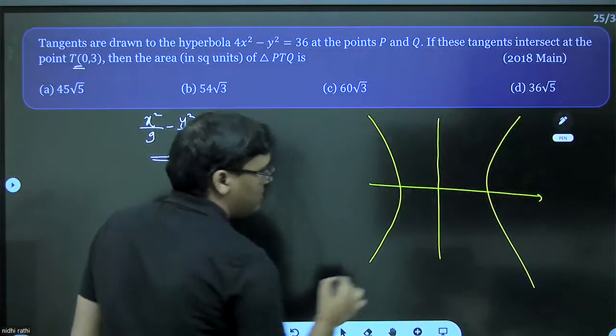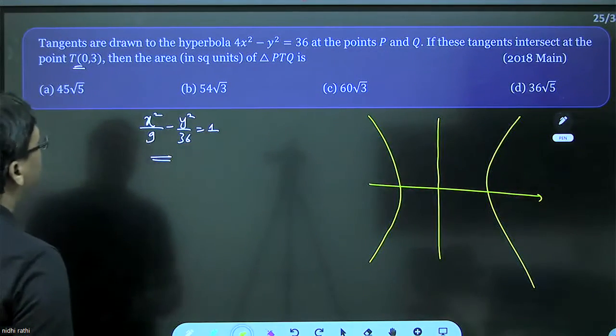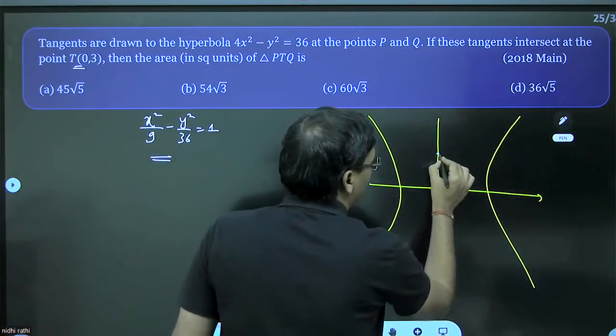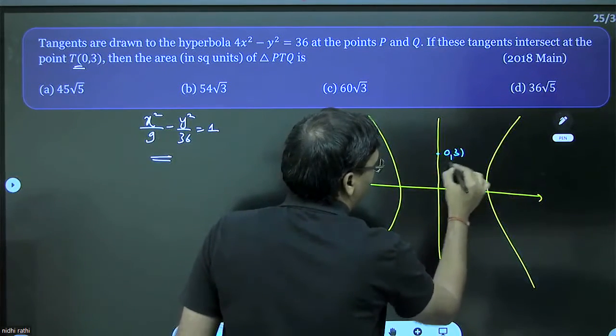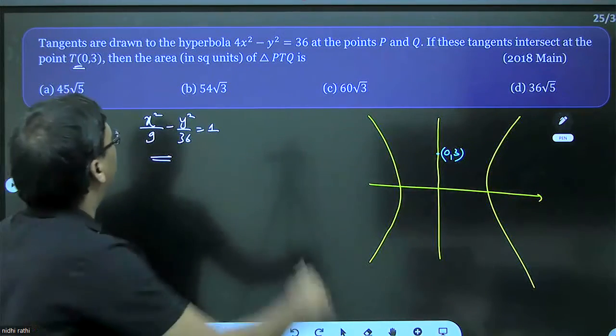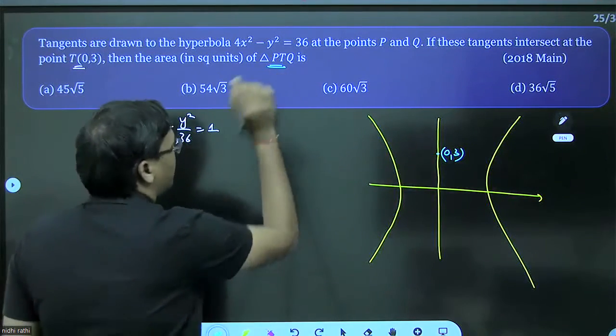Let's say this is the hyperbola. Now tangents at P and Q are intersecting at the point (0, 3). They are intersecting at (0, 3), correct? Then you have to find the area of triangle TPQ.